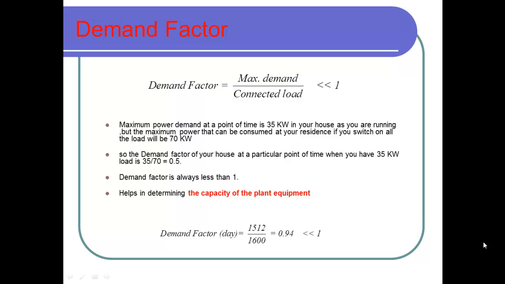Again, if you see, we already considered that example. From that, you see that Delhi area maximum power is 1512 megawatt, and total connected load we considered 1600 megawatt, and this is 0.94. And 0.94 is again a good one, and we can say we are utilizing the complete plant properly. Whatever the installed power, that we are completely utilizing.